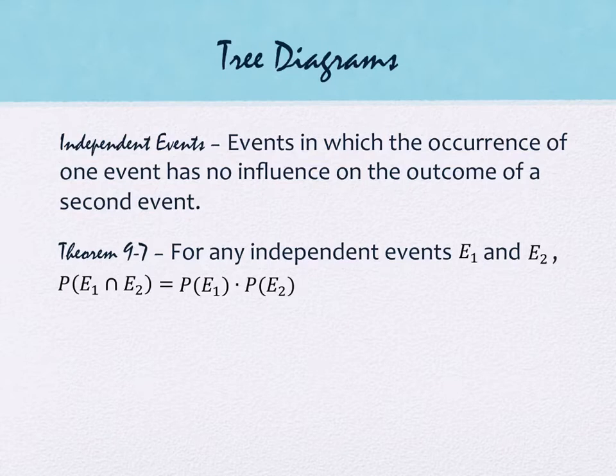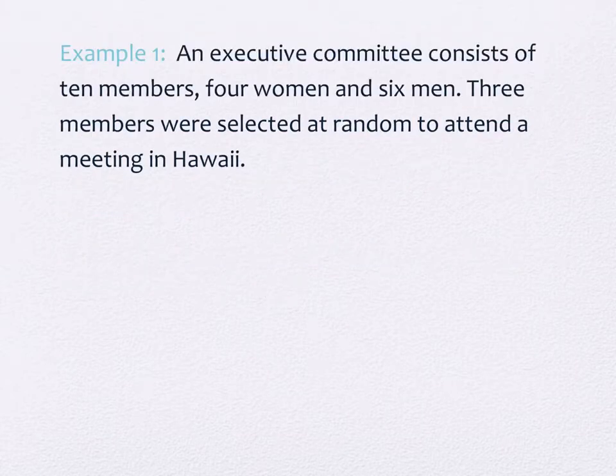All right, example number 1 has a scenario that's a lot more complicated than my coin flipping. We're just jumping right in with a hard example. This one talks about a committee. It consists of 10 members. There are 4 women and 6 men, and 3 of them are selected at random to attend a meeting in Hawaii.